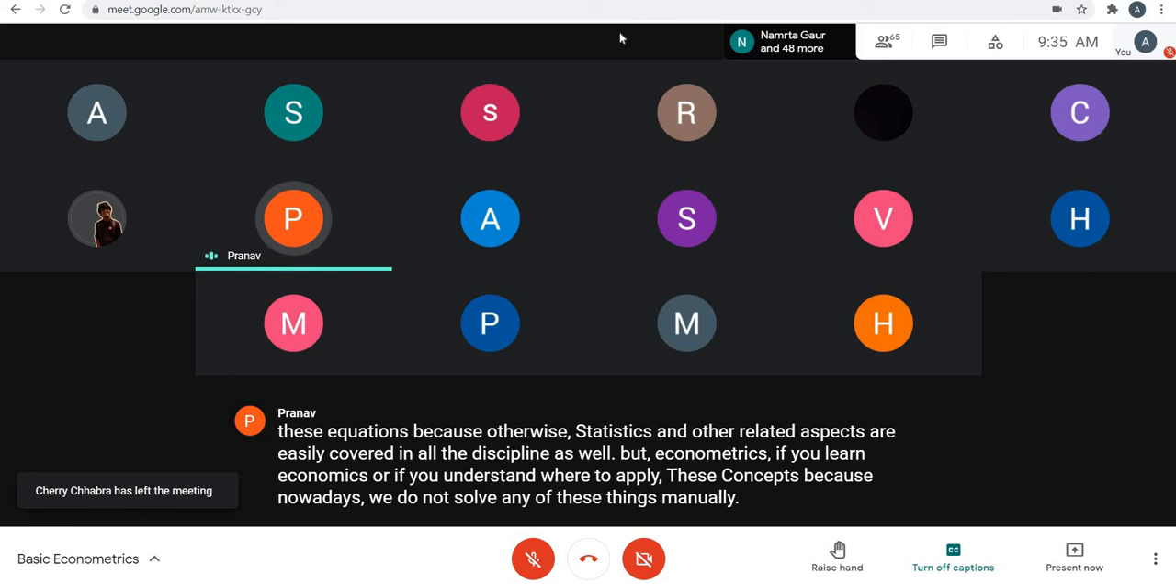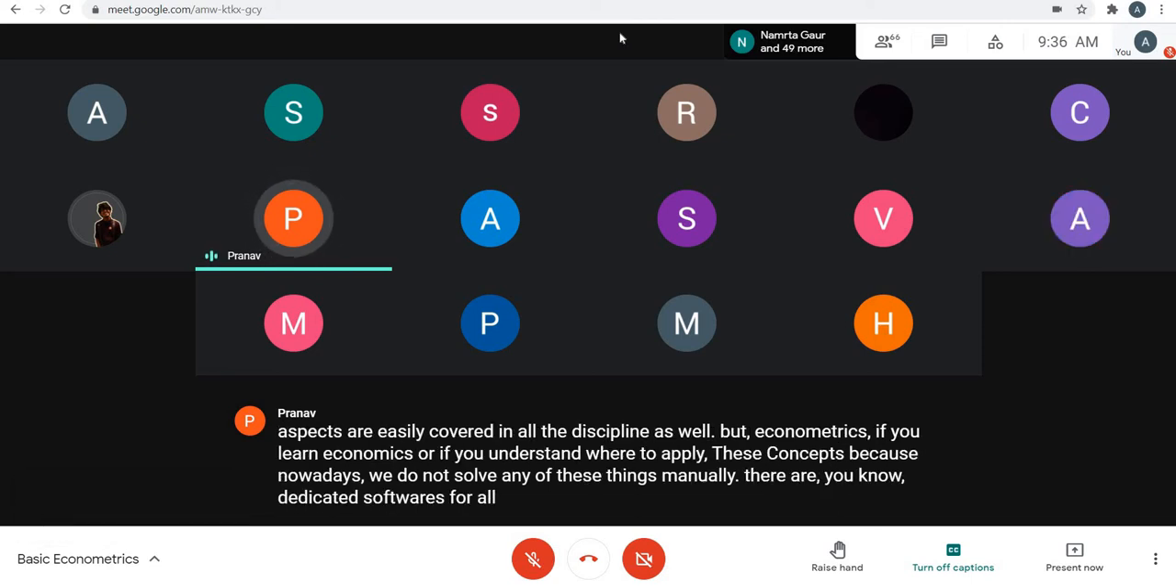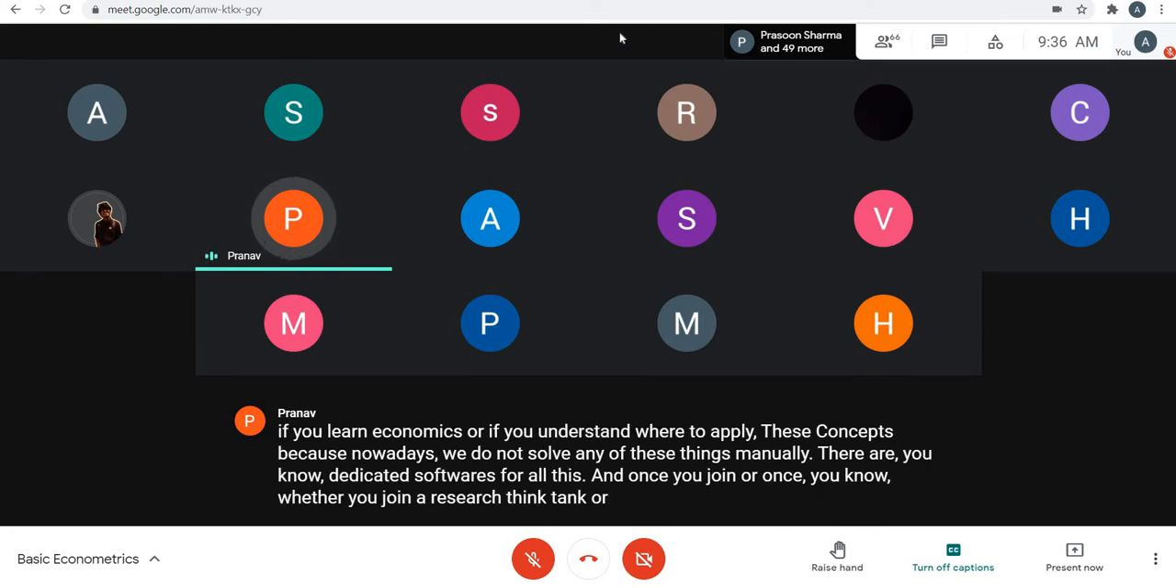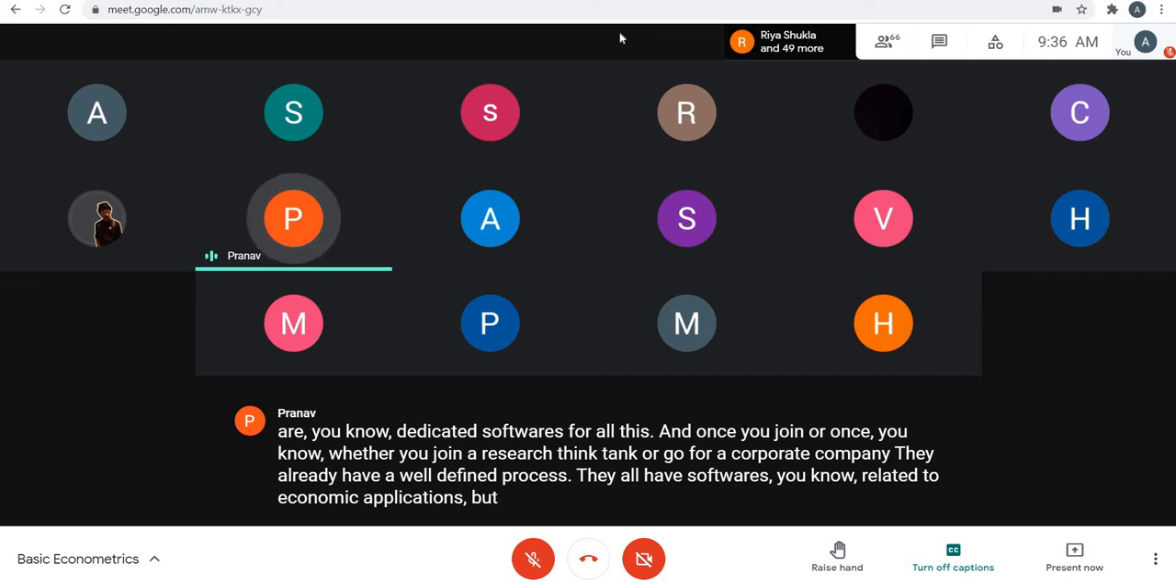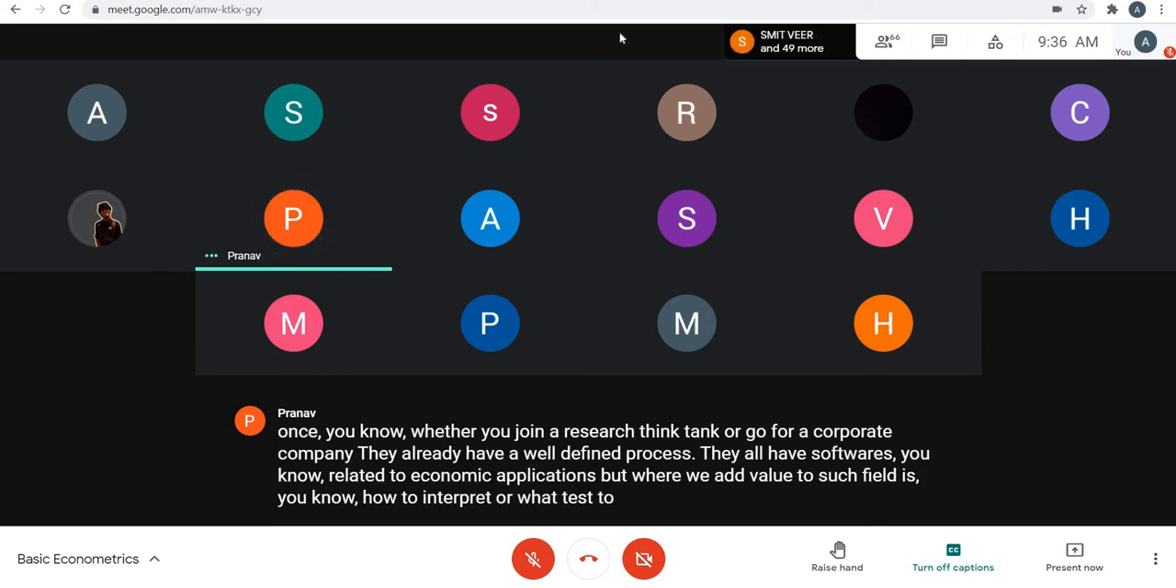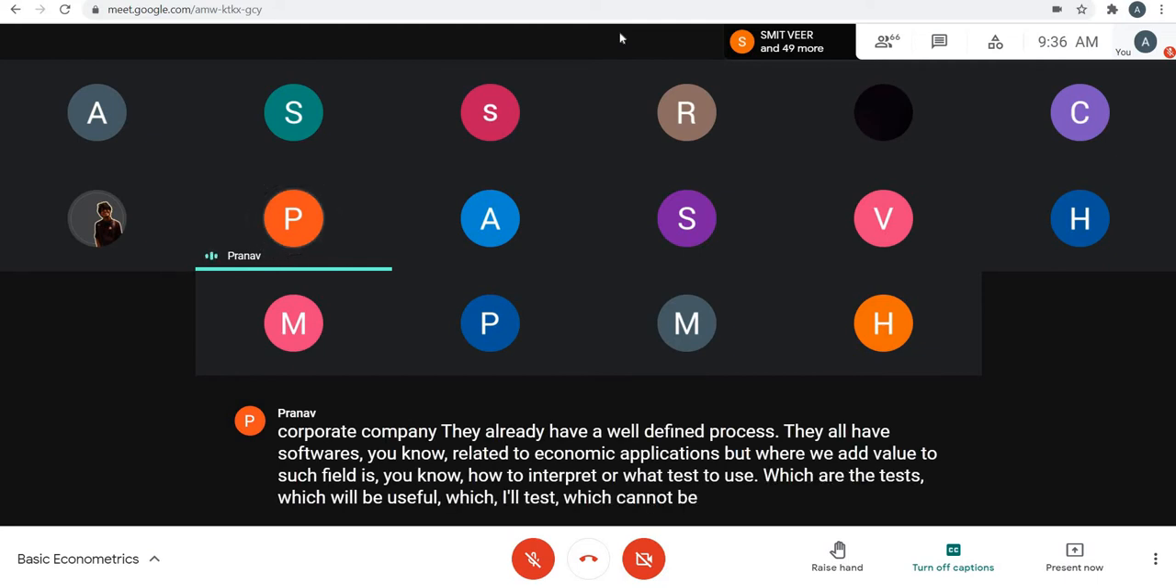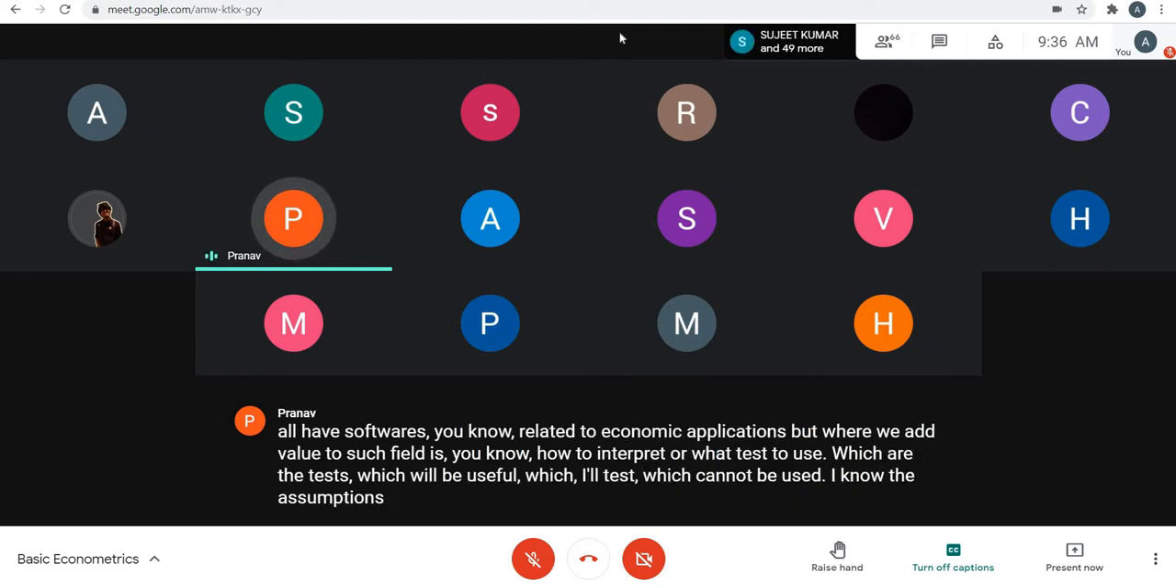There are dedicated softwares for all this, and whether you join a research think tank or go for a corporate company, they already have a well-defined process. They all have softwares related to econometric applications, but where we add value to such fields is how to interpret, what test to use, which are the tests which will be useful, which are the tests which cannot be used, and the assumptions required to go for any application-related problems.